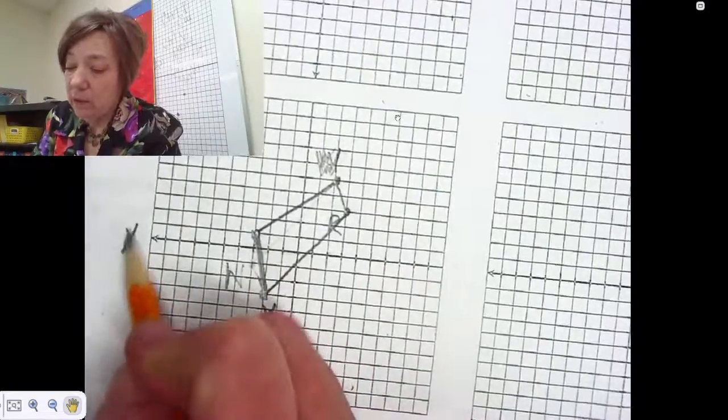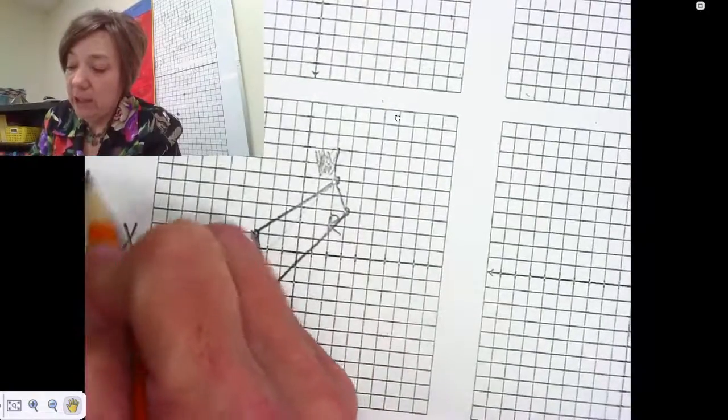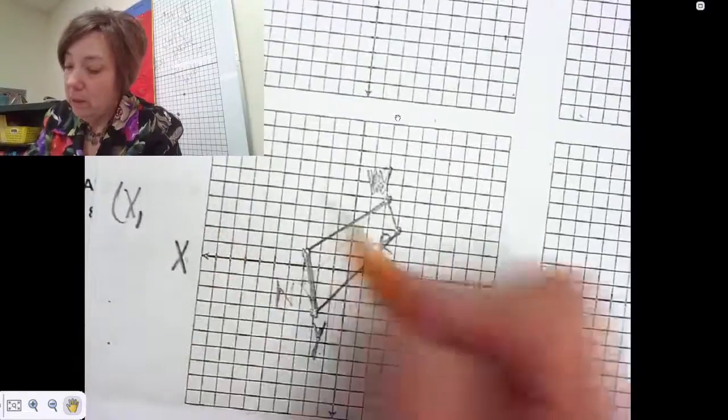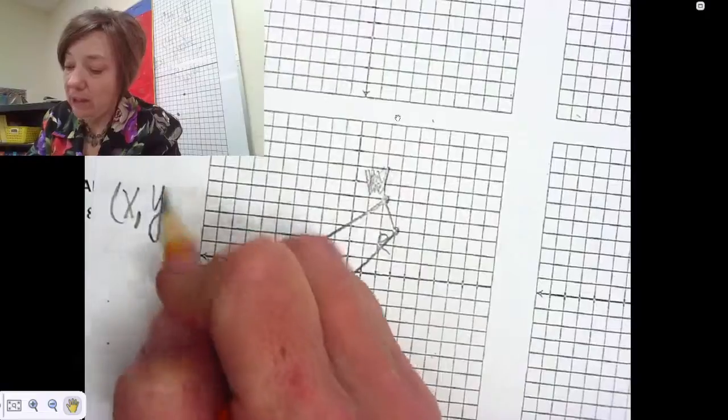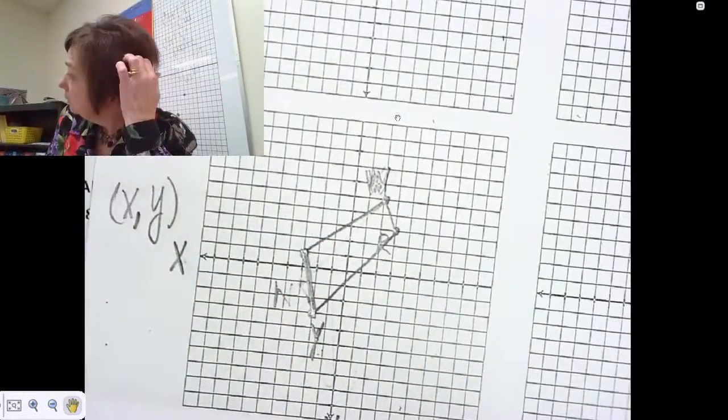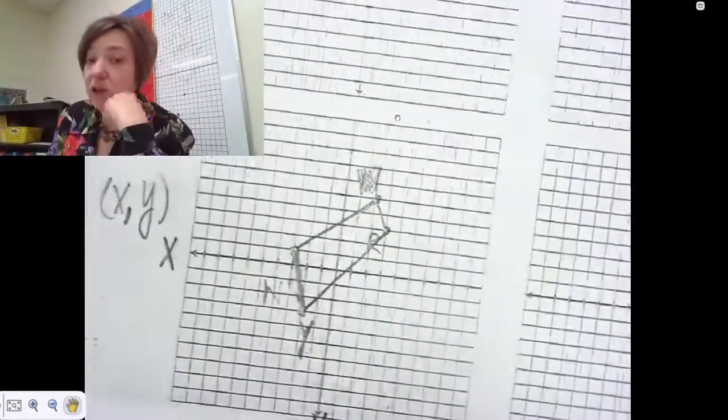Remember, this right here is your x-axis, and in a point, x is your first number. This is your y-axis. Okay, it should look like this.